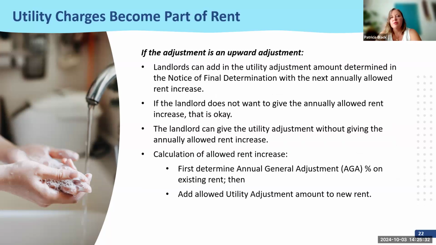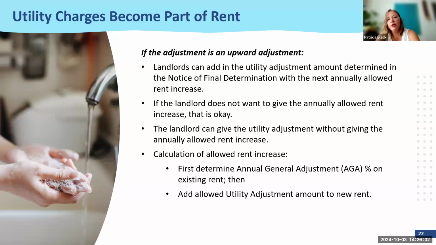If it's an upward adjustment, you as the property owner can add in the utility adjustment amount determined in the notice of final determination with the next annually allowed rent increase. And if you do not want to give the annually allowed rent increase, that's okay. Sometimes property owners don't want to give the AGA. It's still totally up to you, but you have to give the utility adjustment. So even if you don't give the AGA, you have to give the utility adjustment.